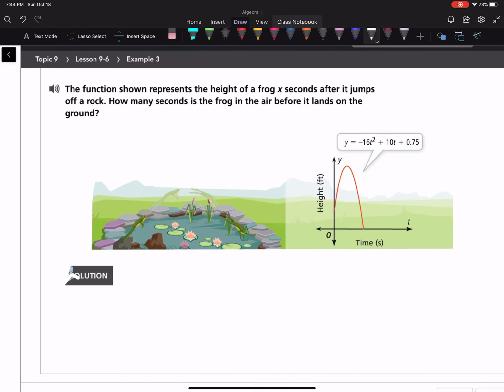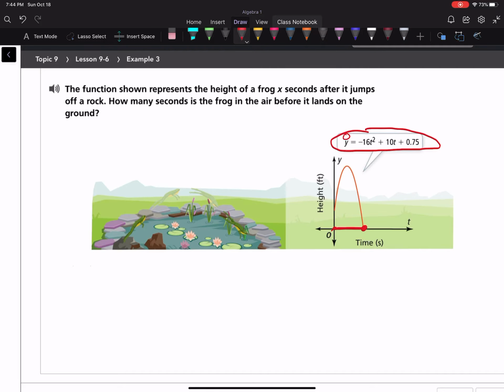How many seconds is the frog in the air before it lands? So this is a problem we've been having a lot. We are figuring out how long this part is, how long it takes from when he jumped to when he lands. So it gives us our equation up here, and all we're going to do is plug in 0 for y, because the height when he lands, he will be 0 feet high when he lands.